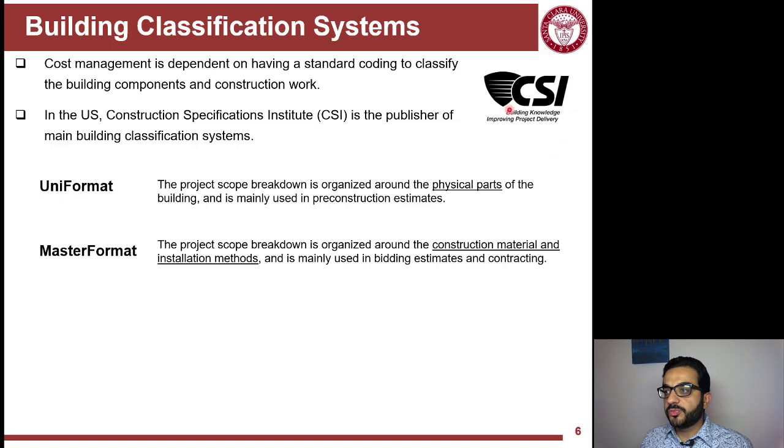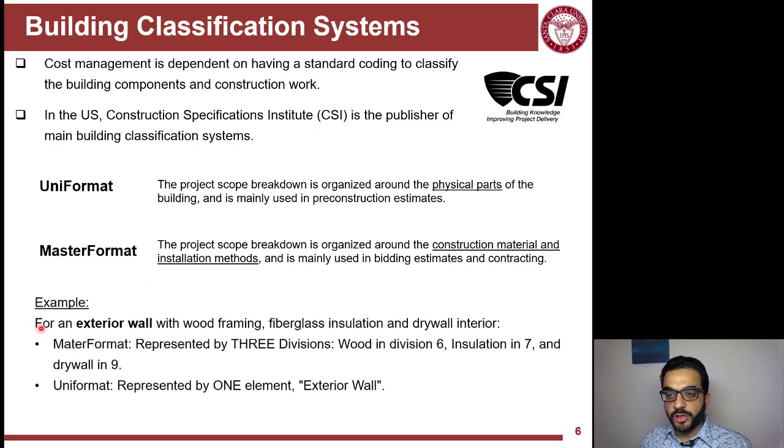MasterFormat is published by CSI. UniFormat is another standard that's also published in the US. But it's mostly based on physical parts, while MasterFormat is based on construction materials and methods. So for example, UniFormat will represent an exterior wall as a whole assembly. And it will include wood framing, fiberglass insulation, and drywall, interior panels of drywall. All of that in just one cost number.